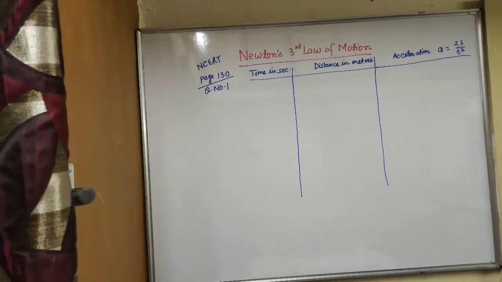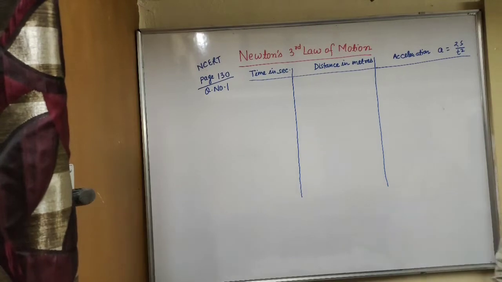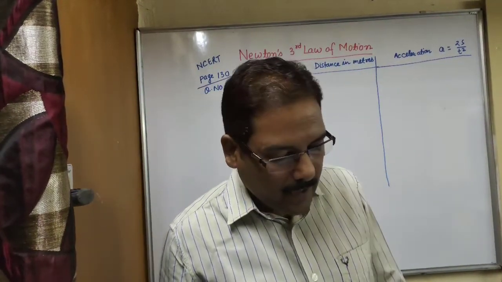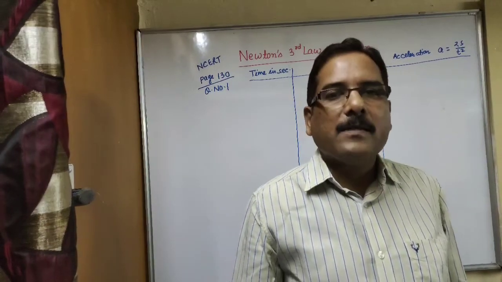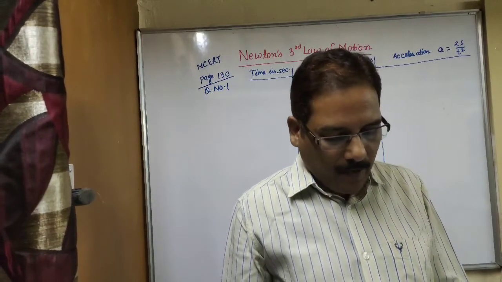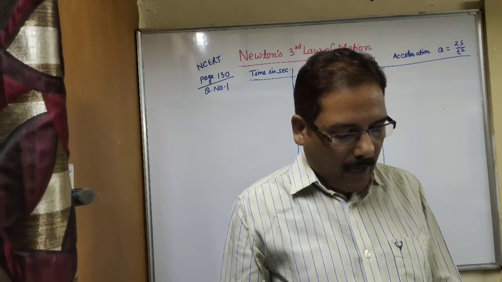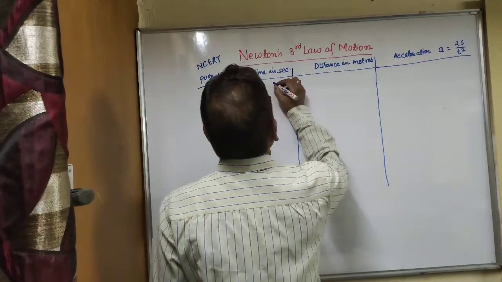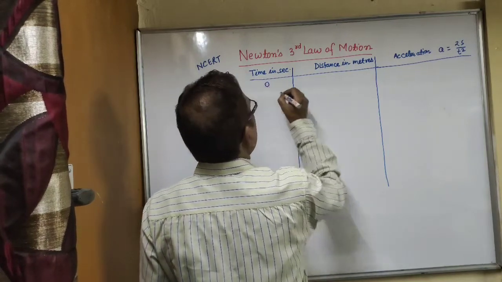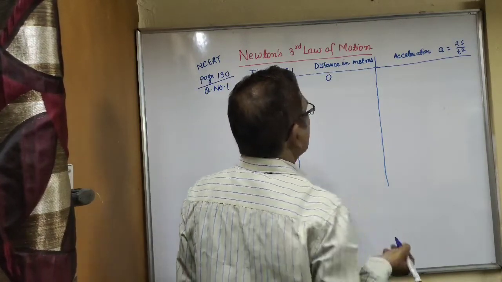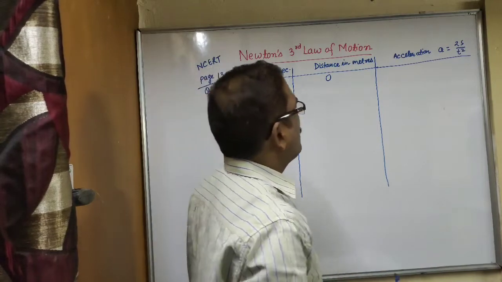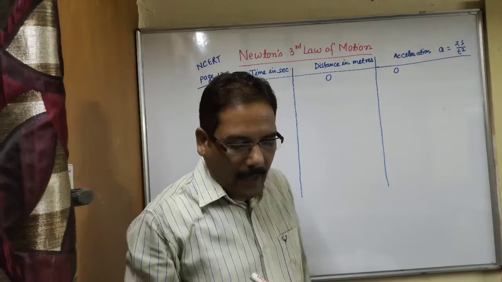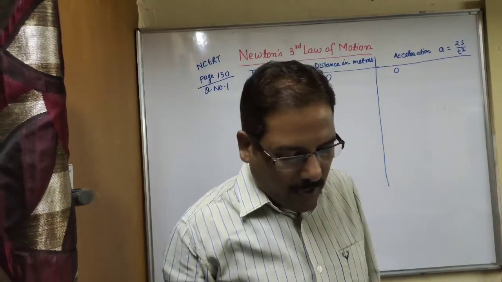So this is question number 1 on page 130. The question is, the following is the distance-time table of an object in motion, and time and distances are given. When time is 0, it means the body is at rest, so the distance traveled is also 0. So we can write that initially the acceleration is 0, and the object is in motion.